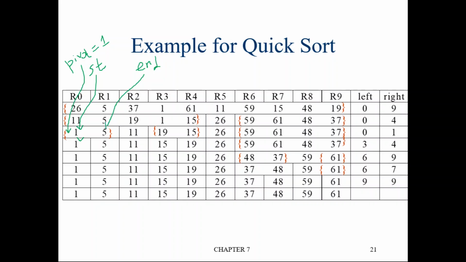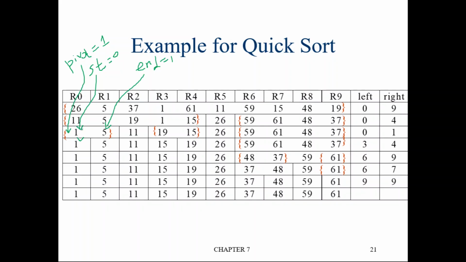So end is pointing to the first location. End is equal to 1, start is equal to 0. Pivot is equal to 1. Pivot will hold the value at the 0th location. Right. Now again start the process.